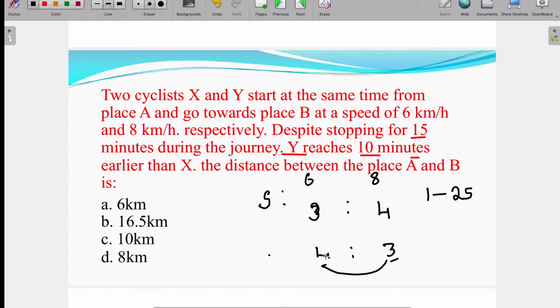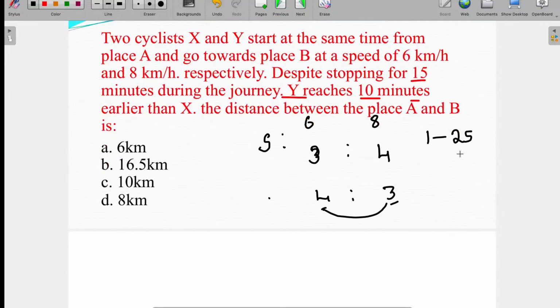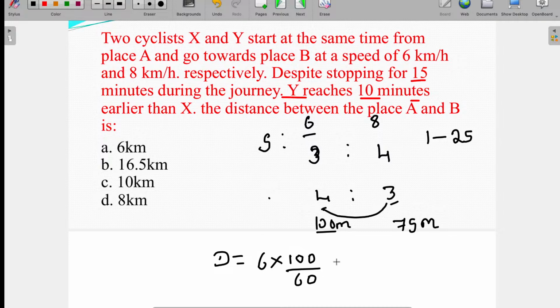Now I need to find out the distance A. Either you can take the A side or the B side. One part is equal to 25, 4 parts is equal to 100 minutes, 3 parts is equal to 75 minutes. But they are not asking time, they are asking distance. Distance means speed into time. This person's original speed will be 6 km per hour. That time he will take 100 minutes. 100 minutes means divided by 60. Now 6 ones are 6, 6 tens are 60. How many kilometers total? 10 kilometers total. Understood?